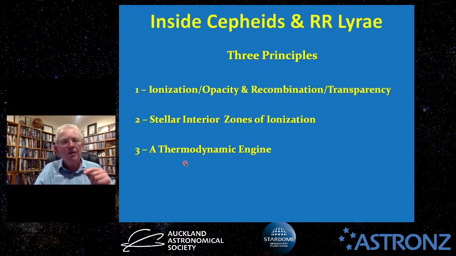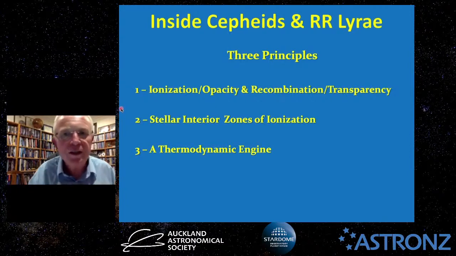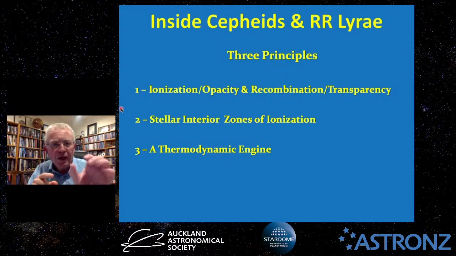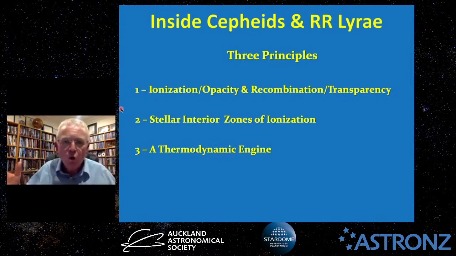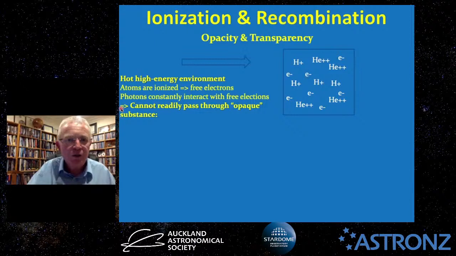Okay, so what's going on under the hood inside these Cepheids and RR Lyrae? It's called the Kappa mechanism, and it goes right across all three types of stars. Three principles we're going to talk about shortly: ionization, how that makes something opaque to light, and the concept of recombination and how it makes something transparent to light. We're going to look at the stellar interior zones, and then bring all that together and show you how it acts like a thermodynamic piston-type engine. So let's do that now.